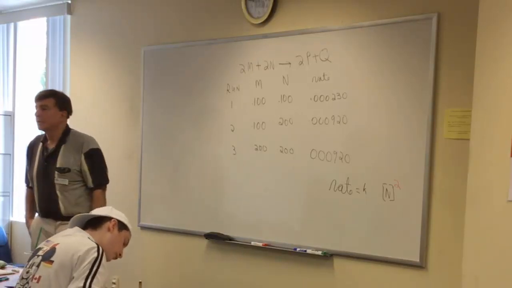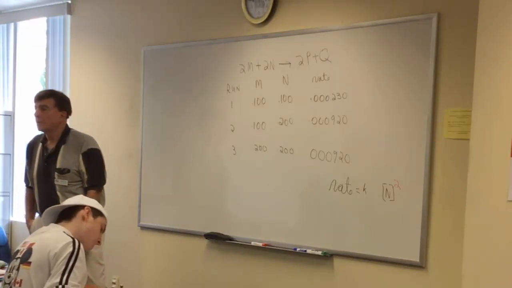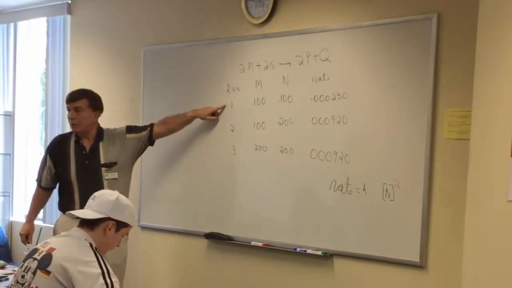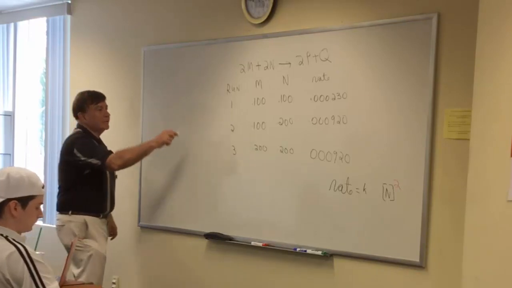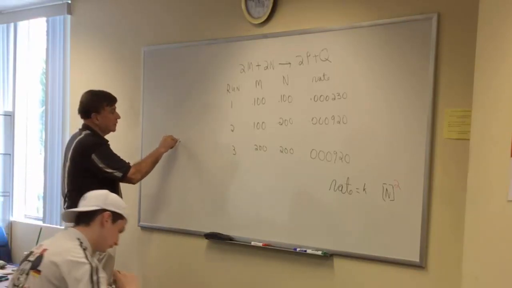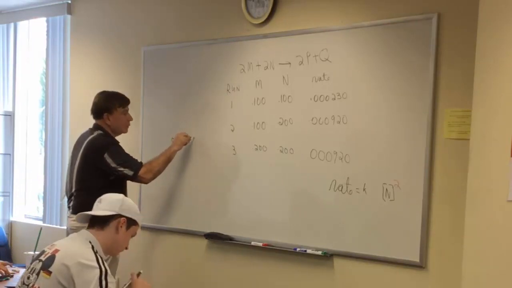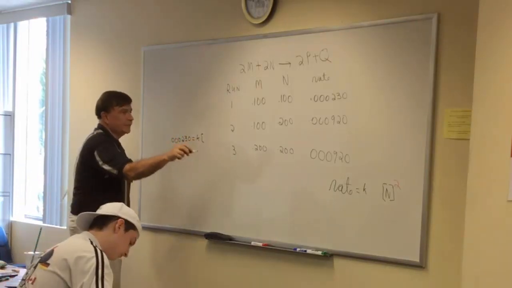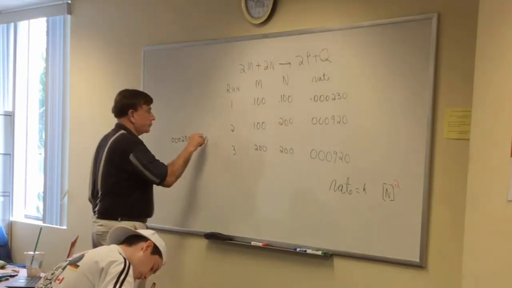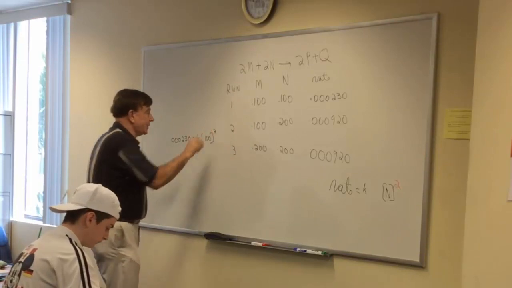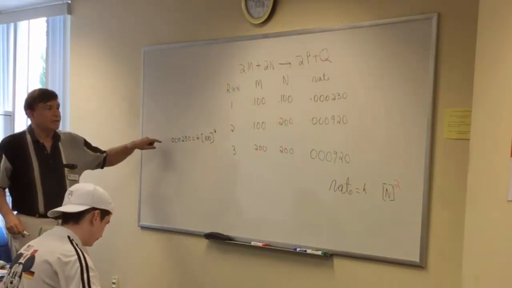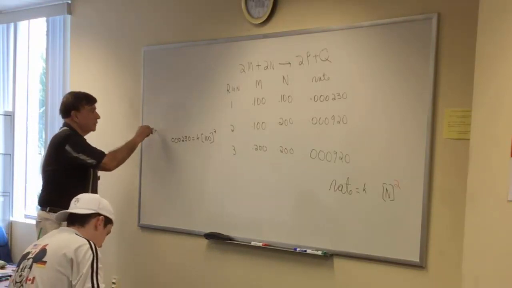Yes. How do we run? You said solve for K, how do we? Okay, let me show you an example. I'll use run 1, okay? In run 1, the rate is 0.000230 equal to K times the N value, which is 0.100, right? You would square that and solve for K. So that's how you would solve, this is for run 1.